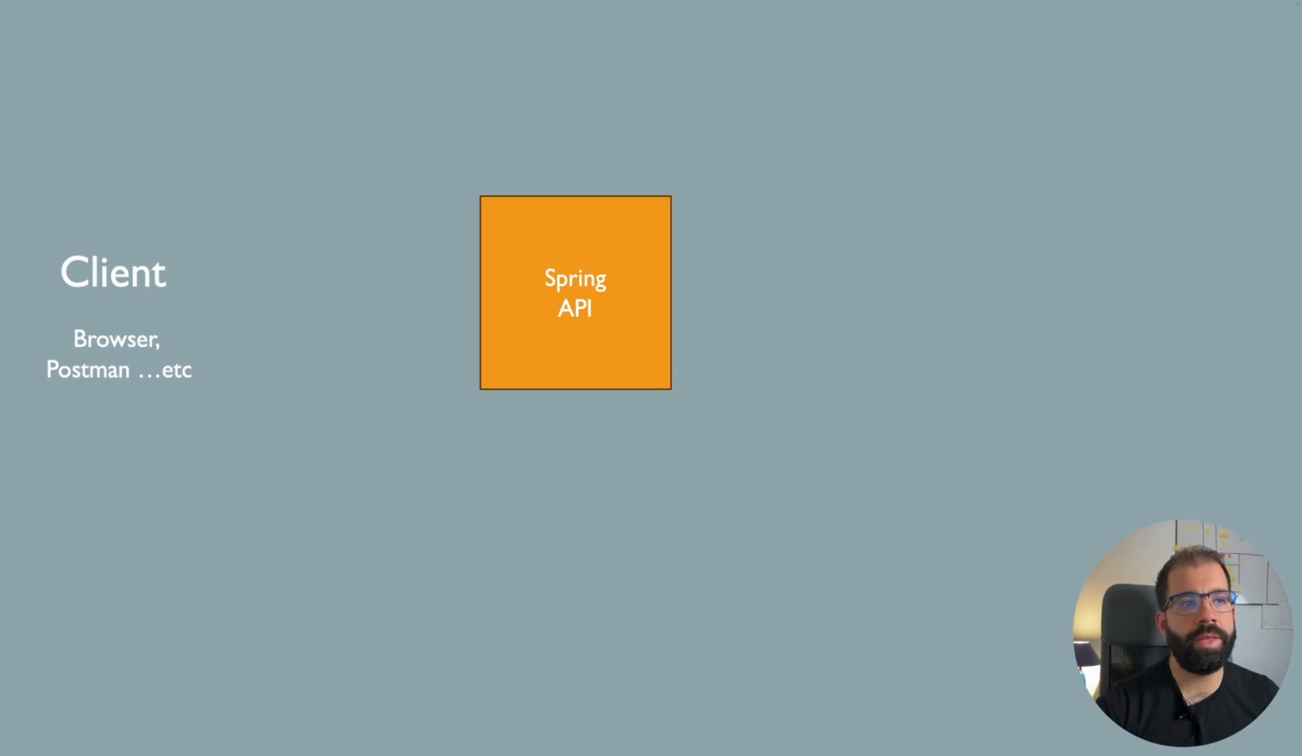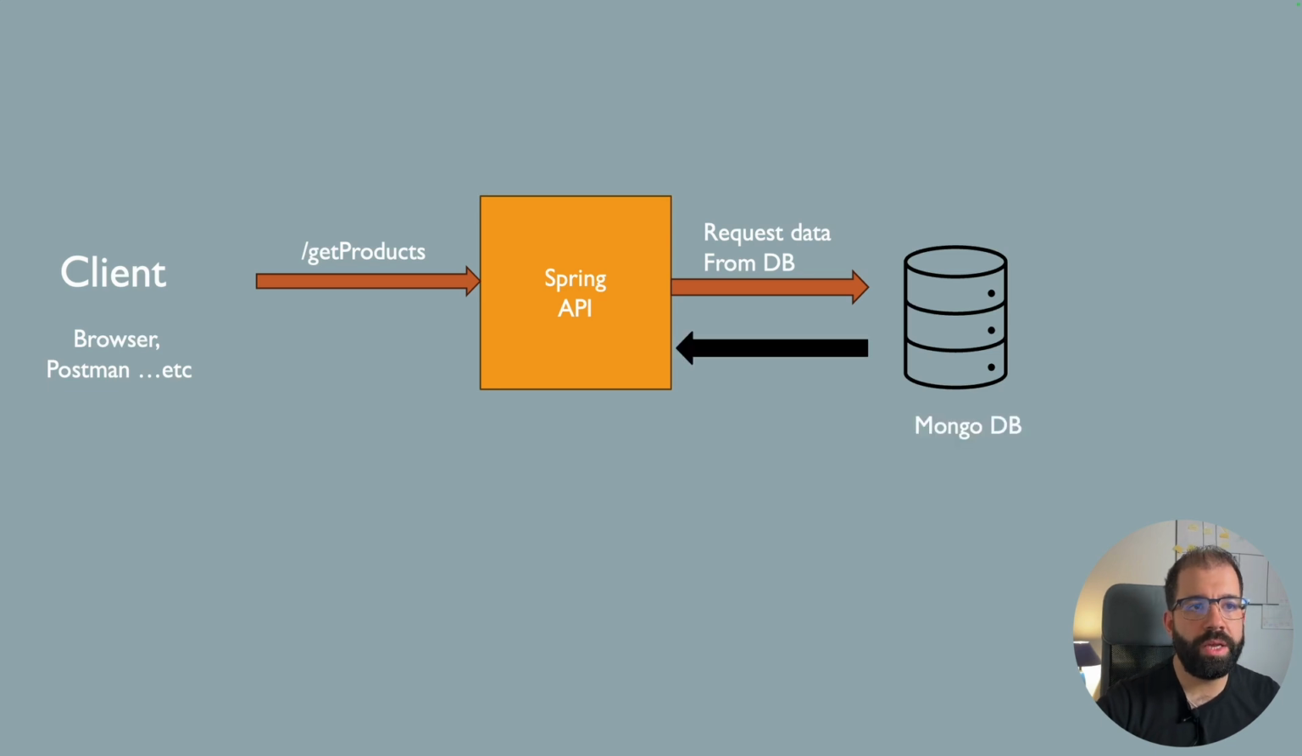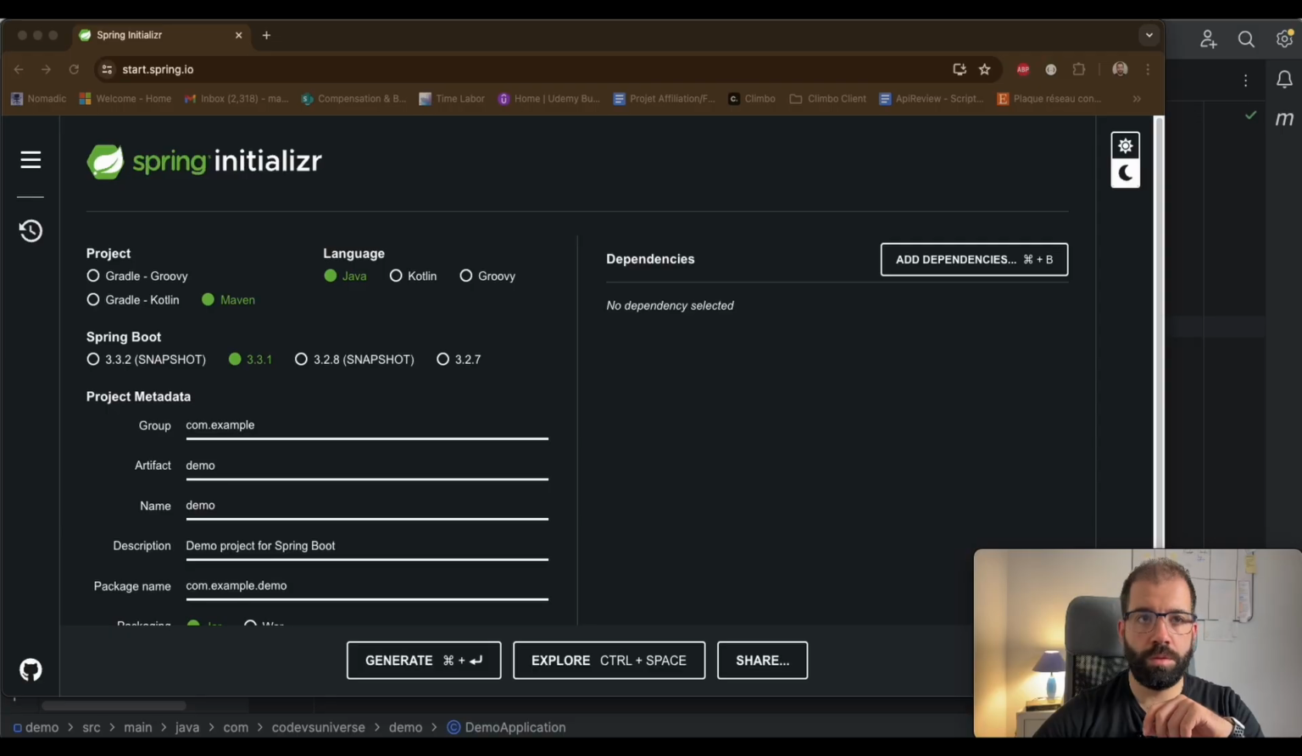Basically, imagine we have a client like a browser or Postman, and we want to build a Spring API. First of all, we'll be exposing the endpoint via a path, for example get product, and then implement a request to the database to retrieve the data. Then we can get the data from MongoDB and display it in the browser. So basically this is what we will be building in our application.